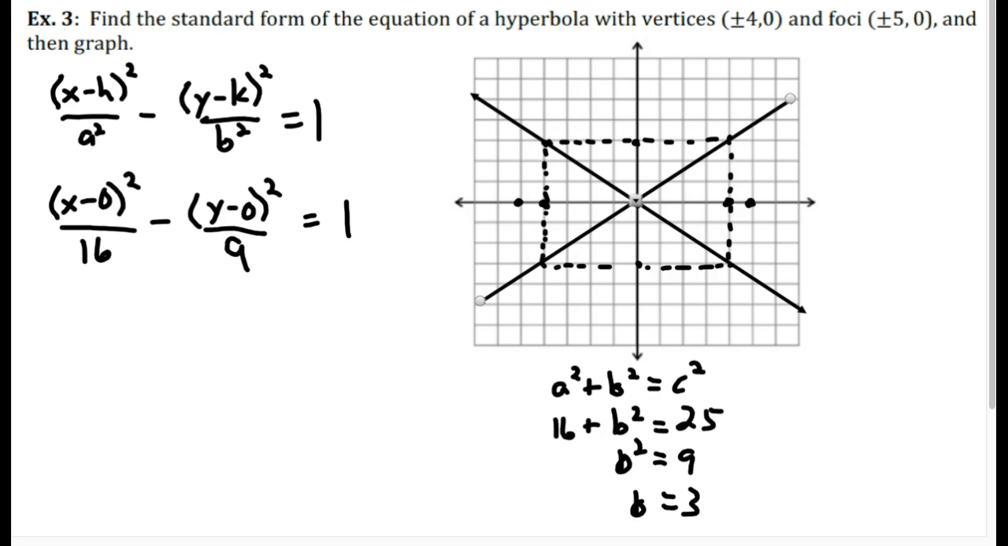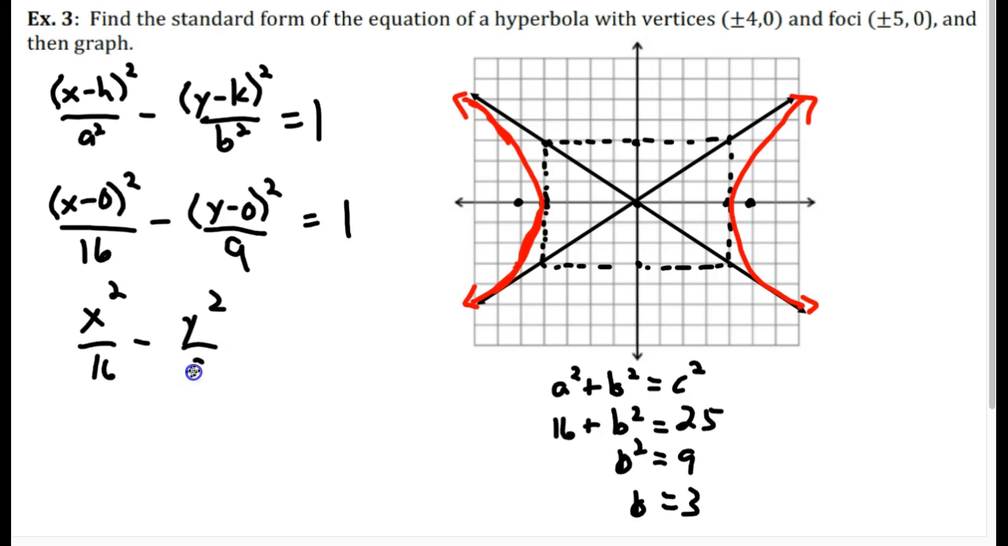So I know that these are my vertices, and then my hyperbola is just going to kind of follow along these asymptotes here. So this is what my hyperbola would look like, just these red arcs. All right. So I guess we could simplify the equation a little bit too and just write it as x squared over 16 minus y squared over 9 equals 1.